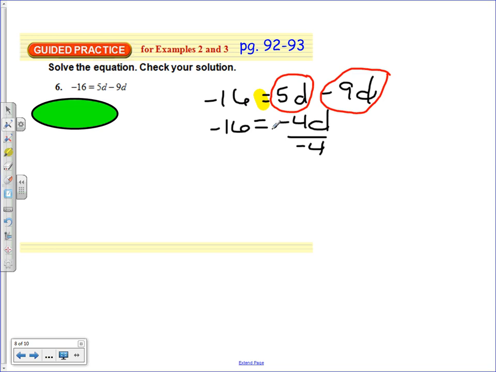Divide both sides by negative 4. A negative divided by a negative gives me a positive. Negative 16 divided by negative 4 is positive 4. Over here they cancel and I have d.